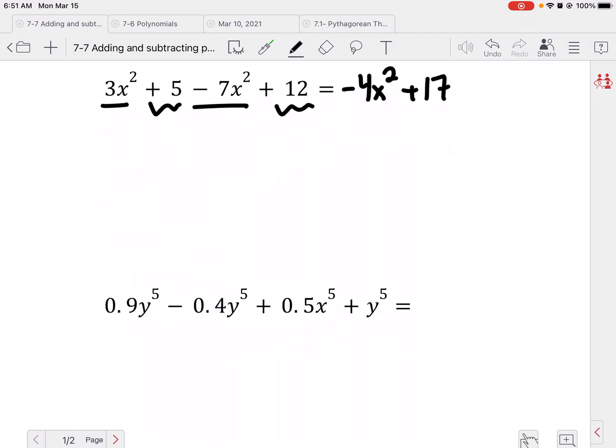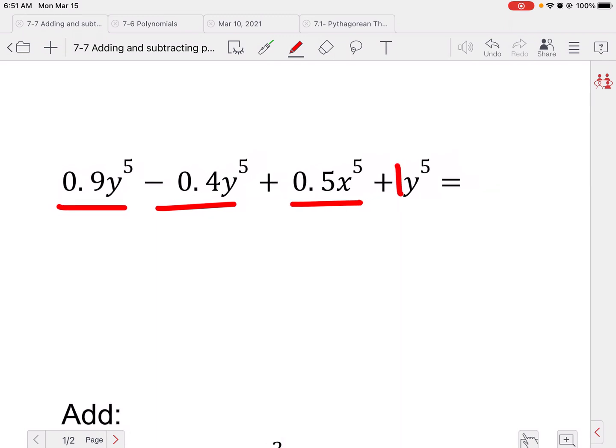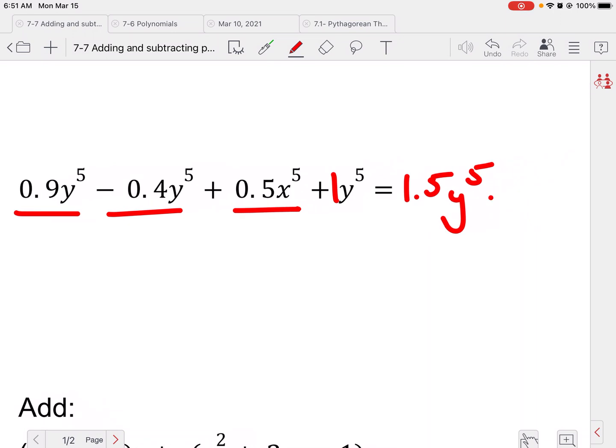Ooh, decimals, our favorite thing. Okay. We're going to do the exact same thing. These are all to the fifth, but be careful. This one is an x to the fifth, while the rest are a y to the fifth. So 0.9 minus 0.4 would be 0.5, and there's an invisible 1 here, so that's going to be 1.5y to the fifth, plus 0.5x to the fifth.